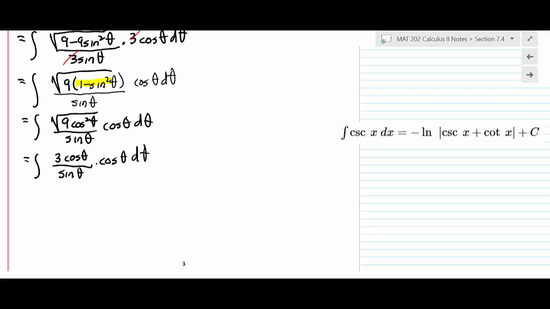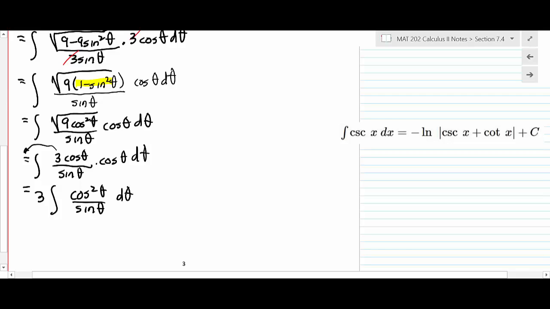So what I'm going to do from here is bring this out, and that's going to be 3 times the integral. We can multiply the cosines to get cosine squared theta over sine theta times d theta like that. So all the first part of this problem is using the trig substitution. Now you've got to figure out what you're going to do with the integral.